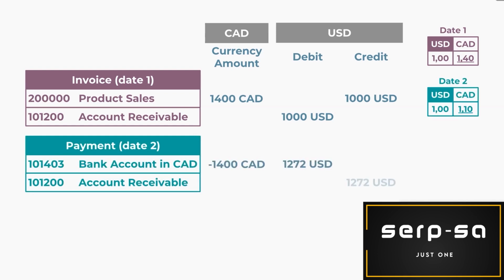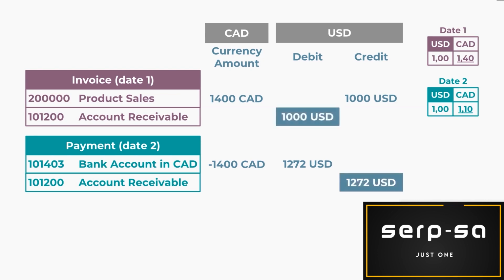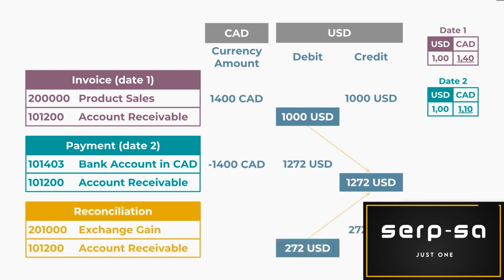Our customer then paid us the 1,400 Canadian dollars on another date with a different exchange rate. On this new journal entry, the 1,400 is worth 1,272 US dollars, and Odoo moved them from the bank account to the account receivable account. When we reconcile these two, we realize that the balance is not equal to 0. In this case, the exchange rate was to our advantage, and the gain was added to our exchange gain account. And in counterpart, the same amount was removed from the account receivable. With this, the balance is at last equal to 0.